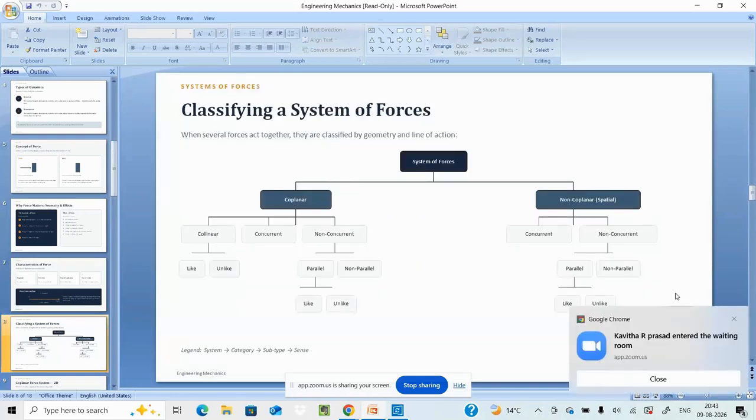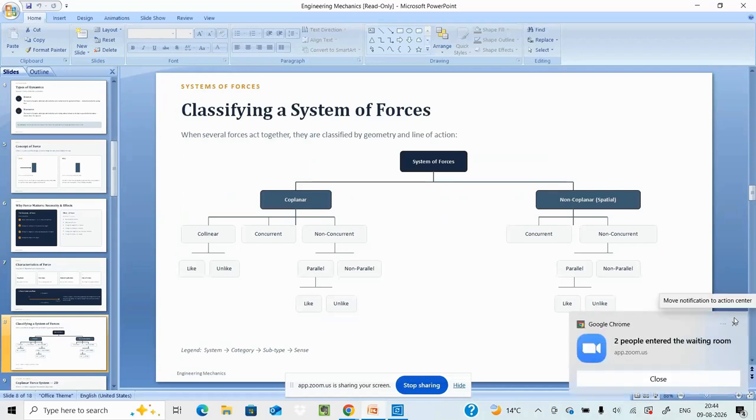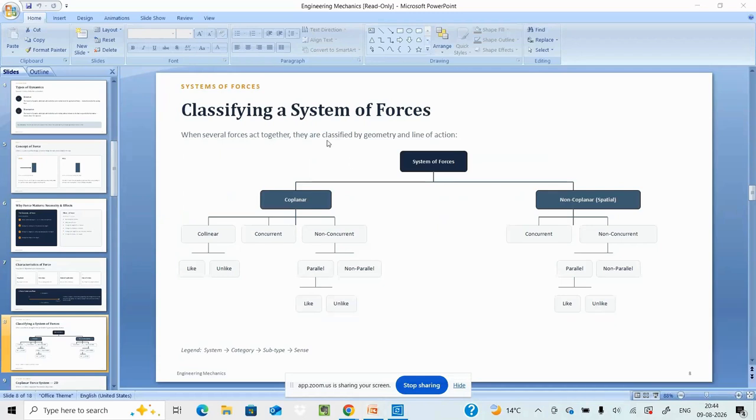Classifying the forces. In engineering mechanics, we'll be completely studying about the forces. If you see here, a system of forces is divided into two major parts. If I'm going fast, kindly let me know, because it should not be a one-way conversation. Is everyone clear with the previous slides, or should I repeat the same?